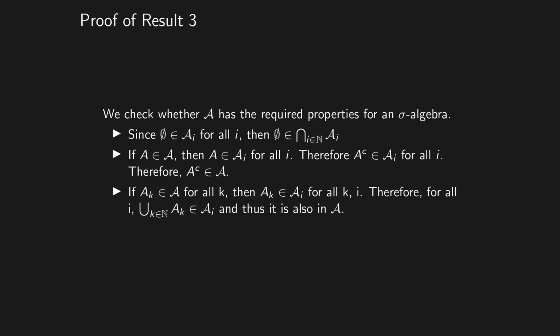Finally, is it closed under union? If we have a collection of subsets in A, then we know that this collection of subsets will also be in every single sigma algebra. Therefore, their union must also be in every single sigma algebra since they are sigma algebras, so it's closed under union. And thus, it is also in A. And so since we've proven all three properties, we know that A is in fact a sigma algebra.